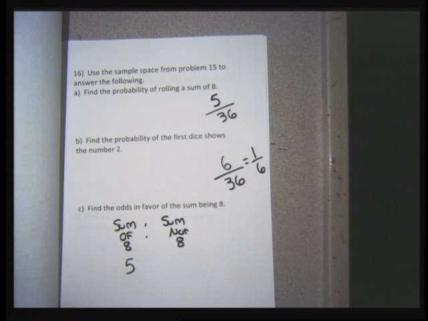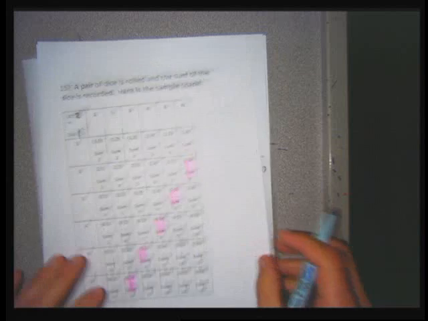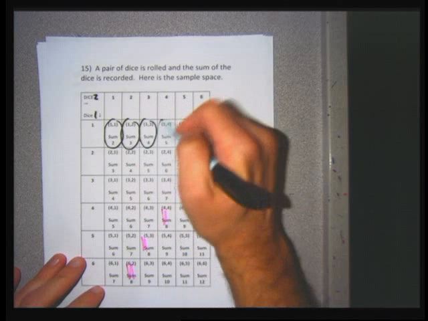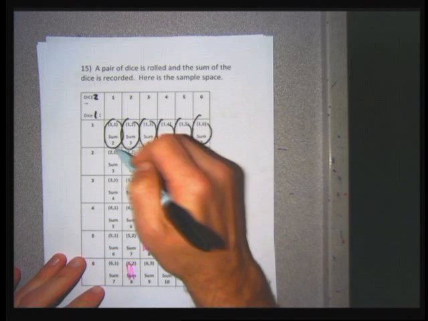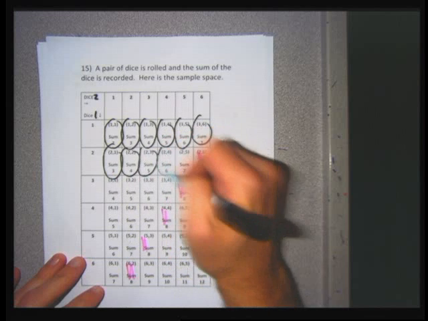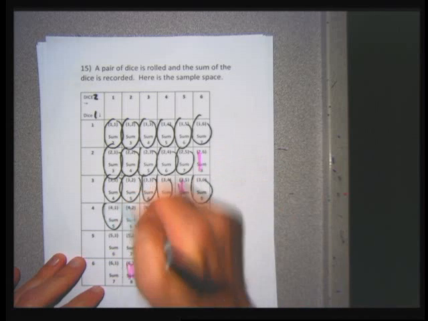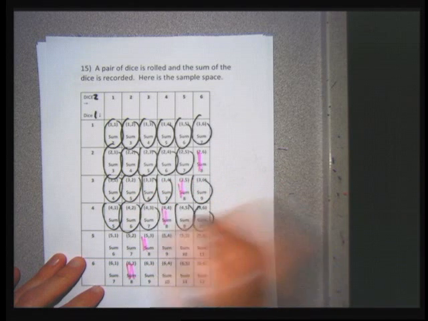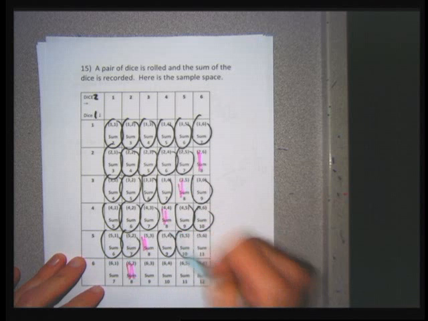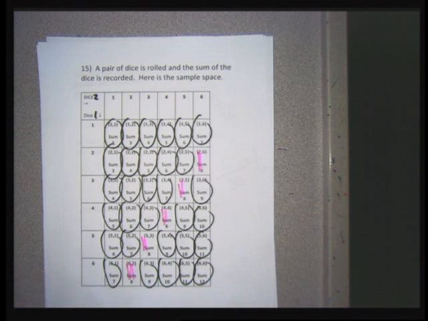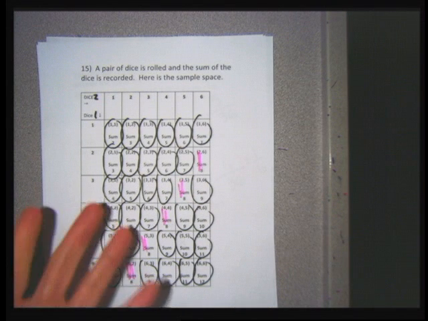Now, if I want to, I could count the ones that aren't sum of 8s by going through and counting. There's 1, 2, 3, 4, 5, and so on, up to 31. Everything that I circled in black, its sum was a number other than 8. So on the side that says sum not 8, it's going to be 31. Well, that was kind of ridiculous to do.